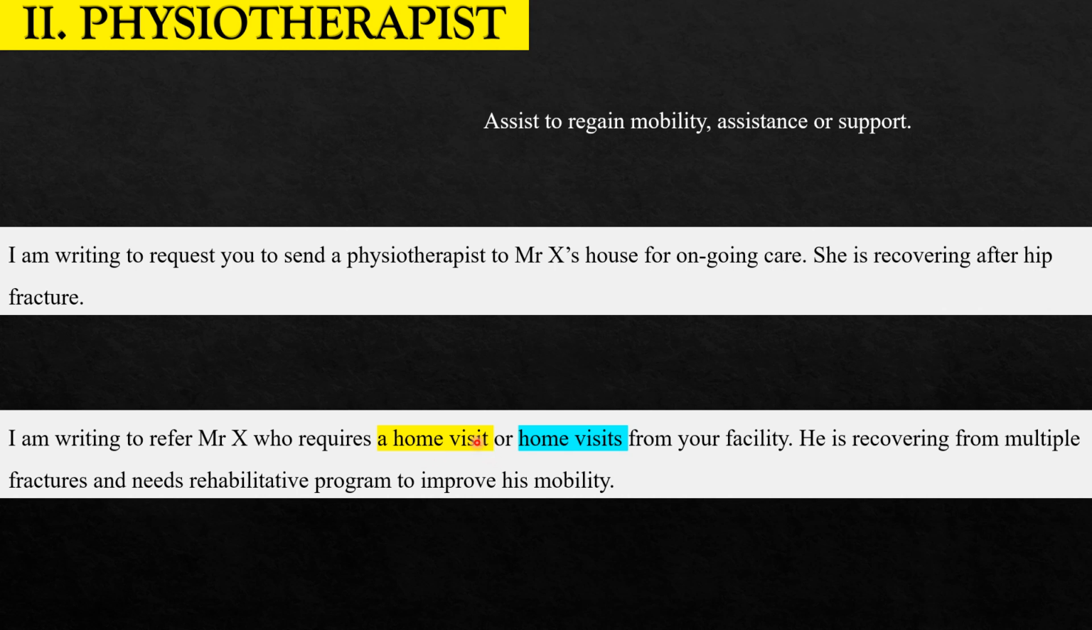If in a letter question it is mentioned a home visit, then it means one visit. Or else if there is an S, it means many visits. So you need to mention in the letter writing, I'm writing to refer Mr. X who requires home visits from your facilities. He is recovering from multiple fractures and knee rehabilitative program to improve his mobility. But if this is not mentioned in the letter writing, you can just say he's recovering from multiple fractures.